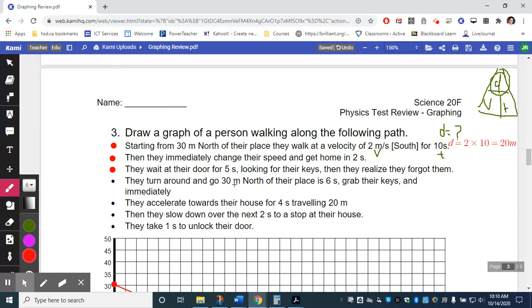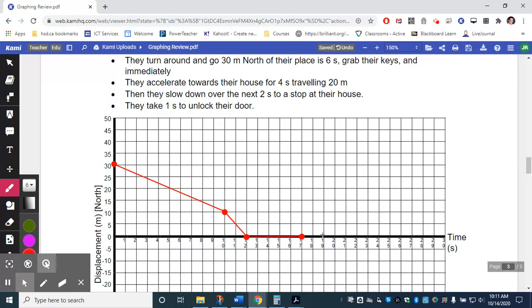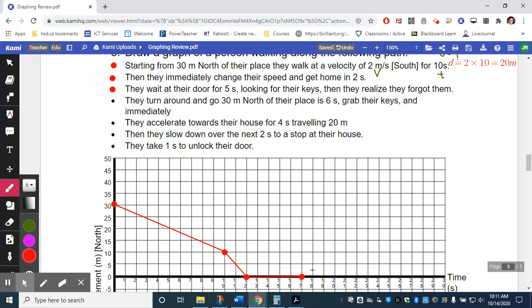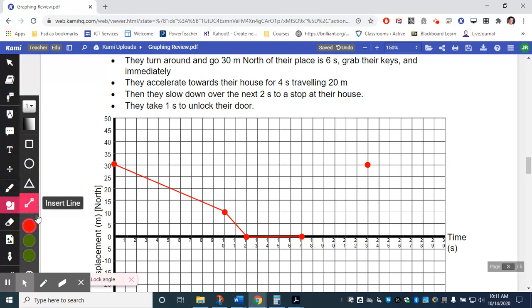We turn around and we go 30 meters north in 6 seconds. Okay, so we're going back to 30 meters north because we forgot our keys, so we got to go get them again. So 30 meters north in 6 seconds. So we're at 17. So we go 1, 2, 3, 4, 5, 6. Okay, 23. 17 plus 6 is 23. And we got to get to 23. We go straight up to 30 meters north. So we're back up here. All right. And it looks like it was a constant speed. And so we connect the dots like that.